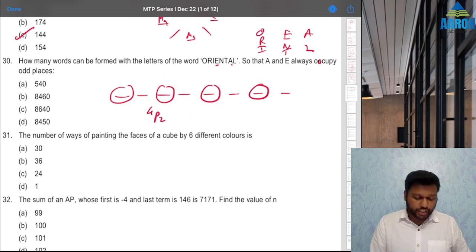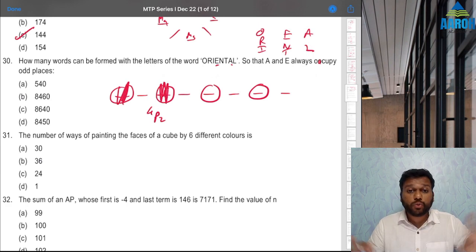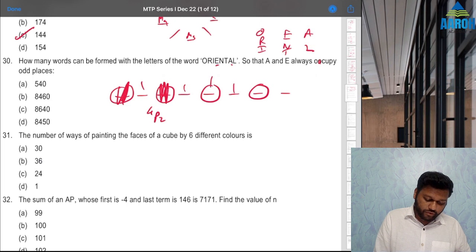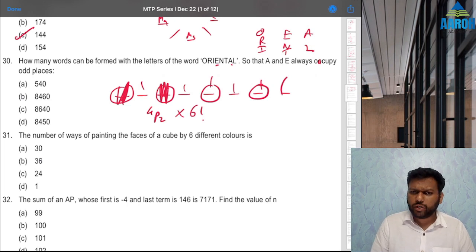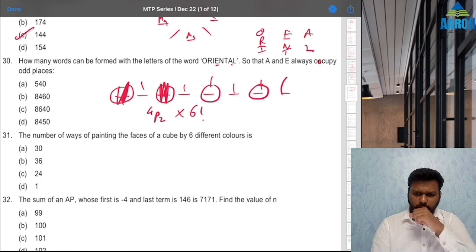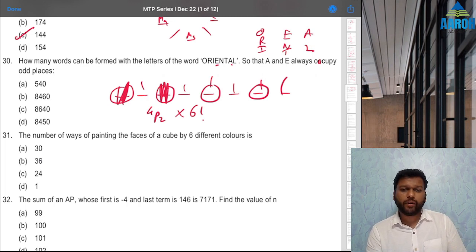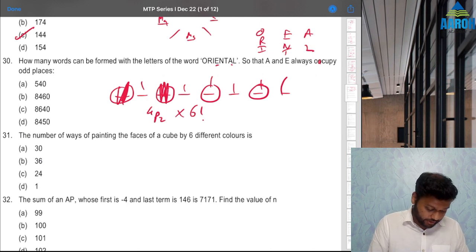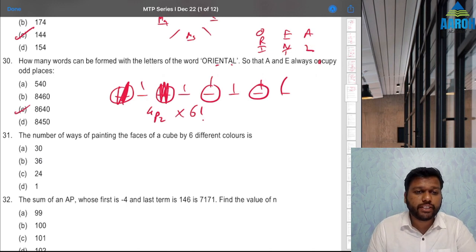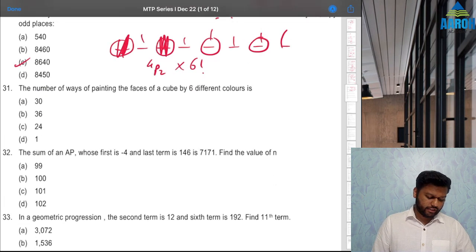Now let's say we have arranged A and E at these 2 places. For the remaining letters there is no restriction, so 1, 2, 3, 4, 5, 6. We can arrange them in 6 factorial ways. So 4P2 into 6 factorial is the correct answer. 4P2 is 4 into 3, 12. 12 into 720 is 8640, the correct answer. Don't take 8460. B and C are confusing looking options, but option C is the correct answer.